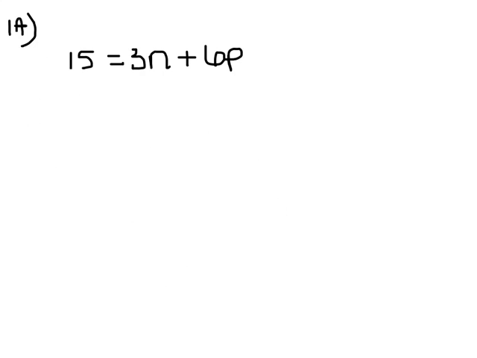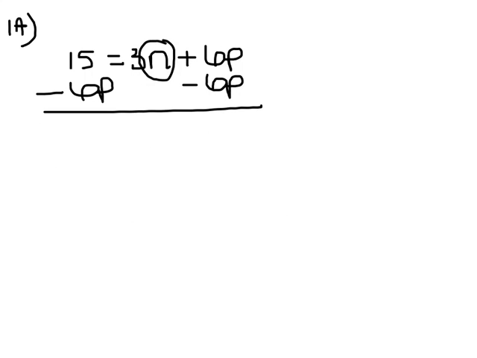In example 1a, we'll be solving this equation for n, or we'll be getting this n right here by itself. So first we'll start by moving this 6p to the opposite side by subtracting 6p on both sides. On the left side of our equation we have 15 minus 6p, and on the right side of our equation we're left with 3n.